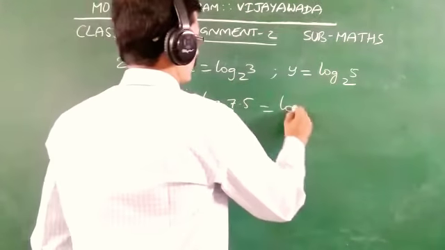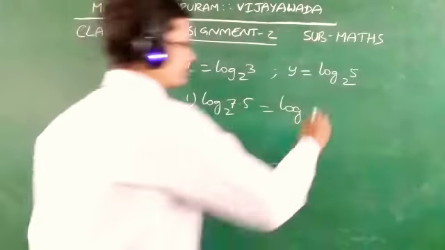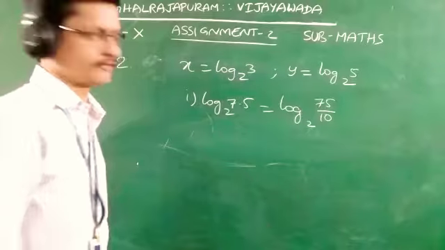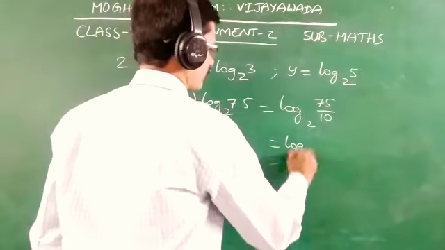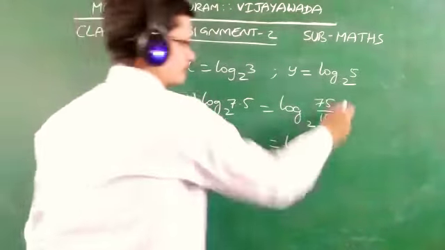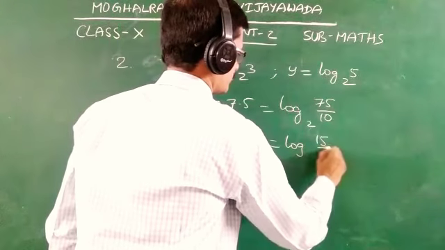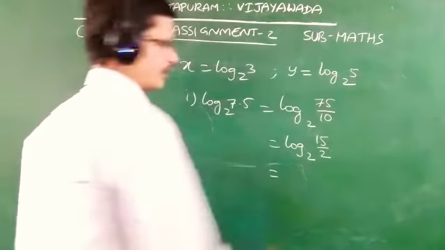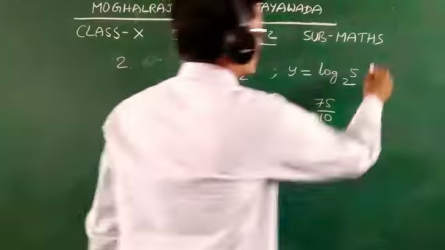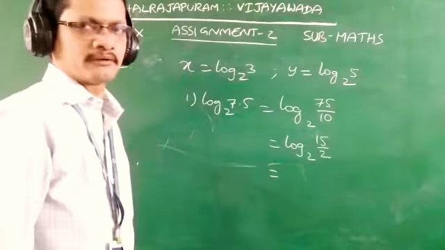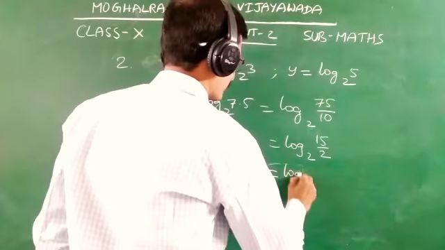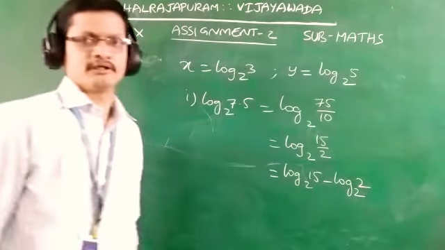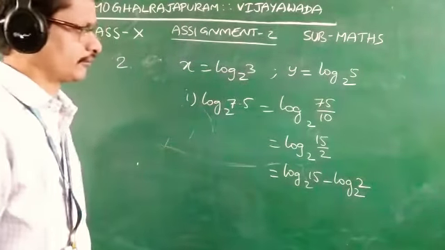See, 7.5 is nothing but 75 by 10. That is equal to log, cancel by 5 table: 15 by 2. That is equal to, what is the formula for log a by b? Log a by b is equal to log a minus log b.